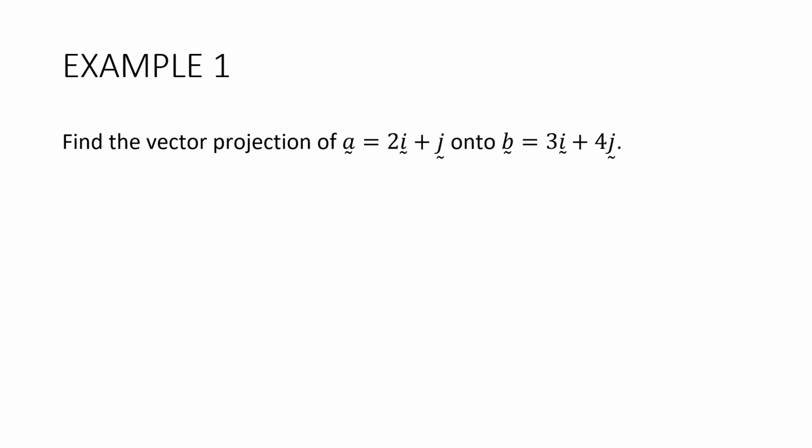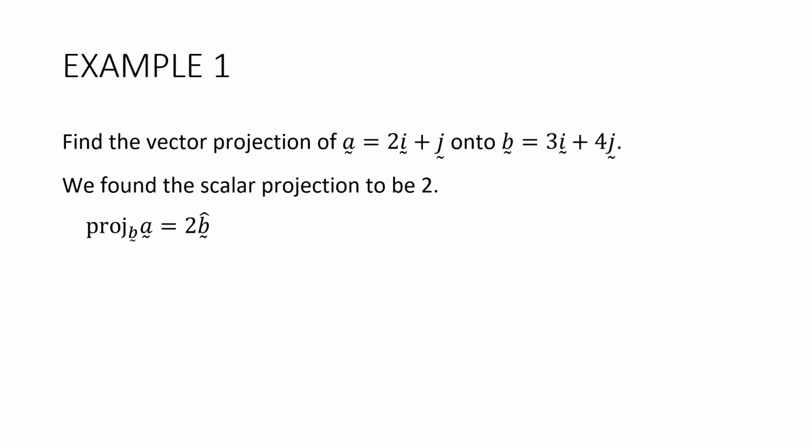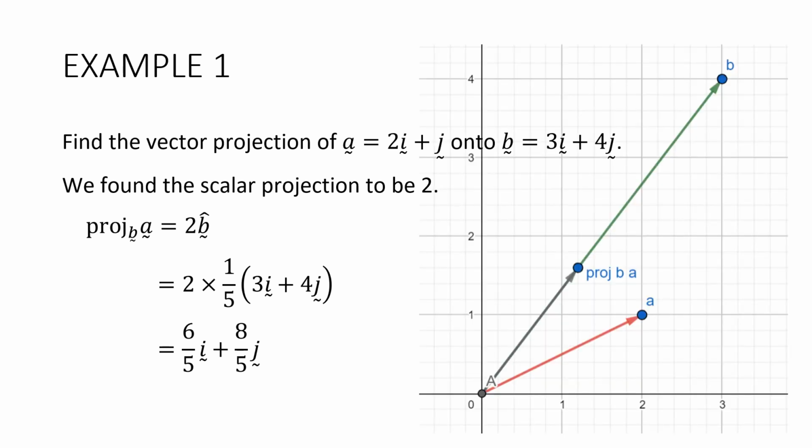Here's example 1. Find the vector projection of A, which is 2i plus j, onto B, which is 3i plus 4j. Now, it's the same question we did earlier, so we already know that the scalar projection is 2. So to form the vector projection, we are going to multiply that by unit vector B. So that's going to be 2 times a fifth, and then multiplying by vector B, which is 3i plus 4j. And so our projection of A onto B is 6/5 of i plus 8/5 of j. And if we have a look at it on GeoGebra, here's vector A, there's vector B, and here is the projection of A onto B.